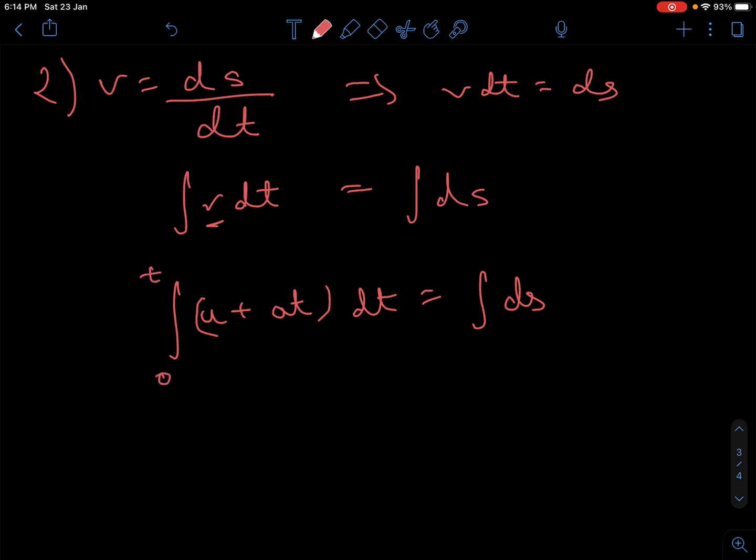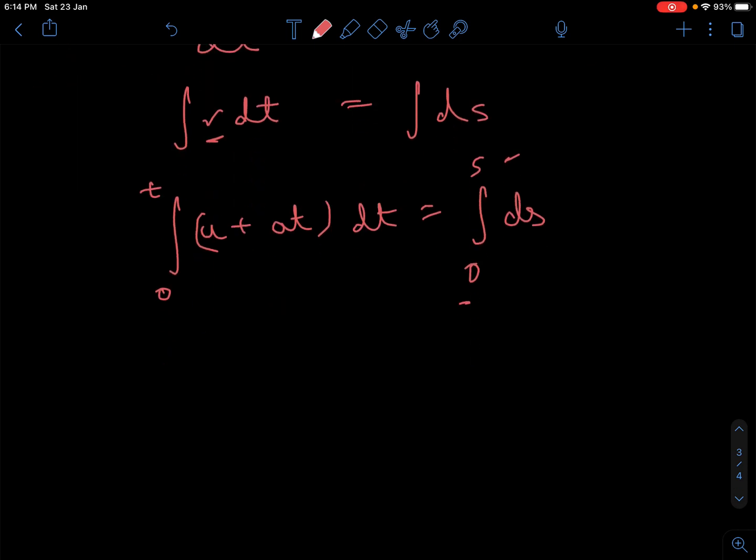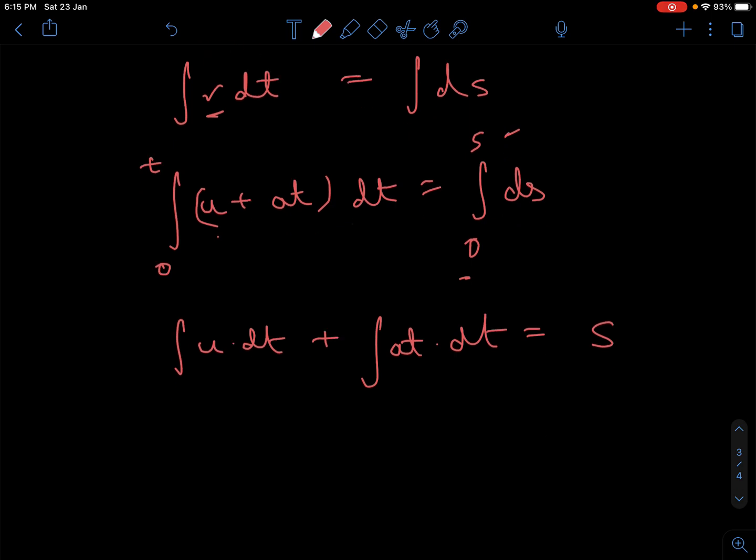And for s it will be 0 to s. At t equal to 0 it has reached 0 distance, at t equal to t it has reached s displacement. So let's integrate it. You must have studied the rules that we taught in the last integration video. We will integrate separately: first u dt, and then a t dt. Here it will become s only.